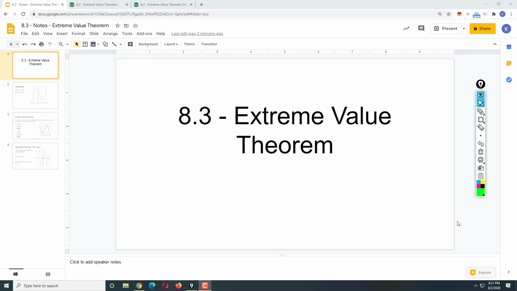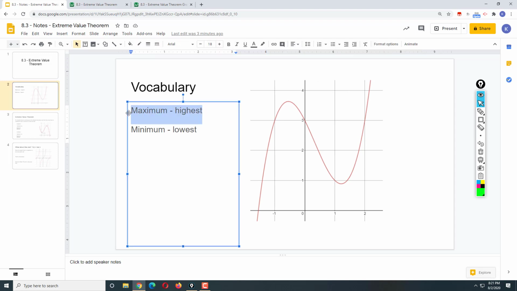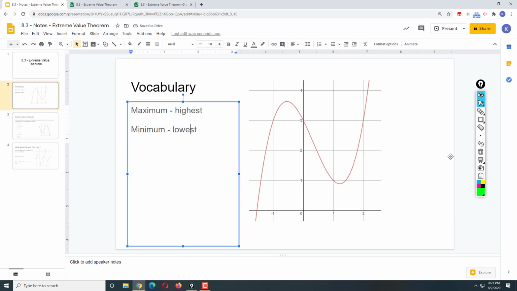Welcome to Unit 8, Lesson 3, Extreme Value Theorem. This should be a pretty short video. To understand the theorem, let's go over some vocabulary. Maximum means highest, biggest. Minimum means lowest, smallest.